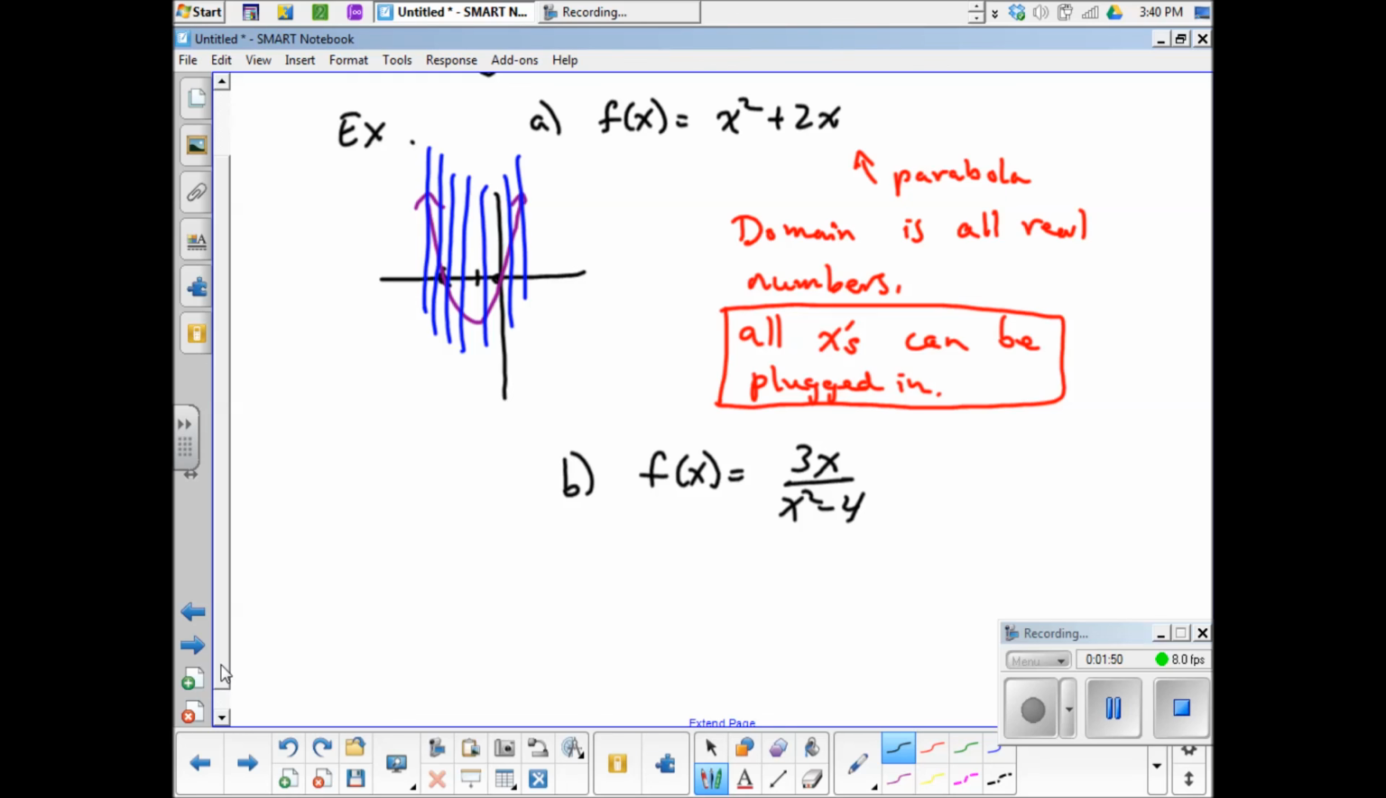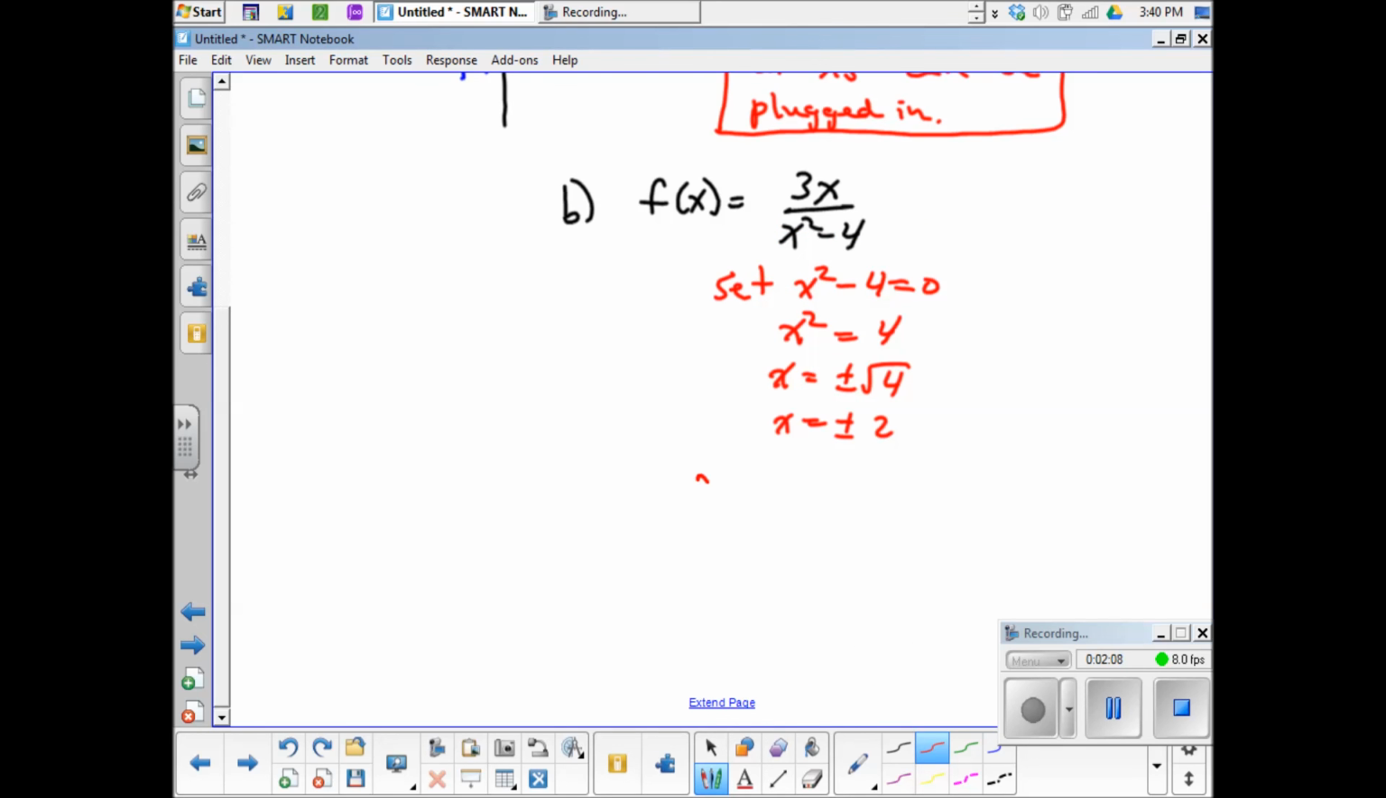There's two numbers that you cannot plug in. You can easily find them by setting the denominator equal to 0. So if we set x squared minus 4 equal to 0, we get x squared equals 4, or x equals plus or minus the square root of 4. That is, x equals plus or minus 2. So x equals 2 and x equals -2 are excluded values, or you call them restricted values.